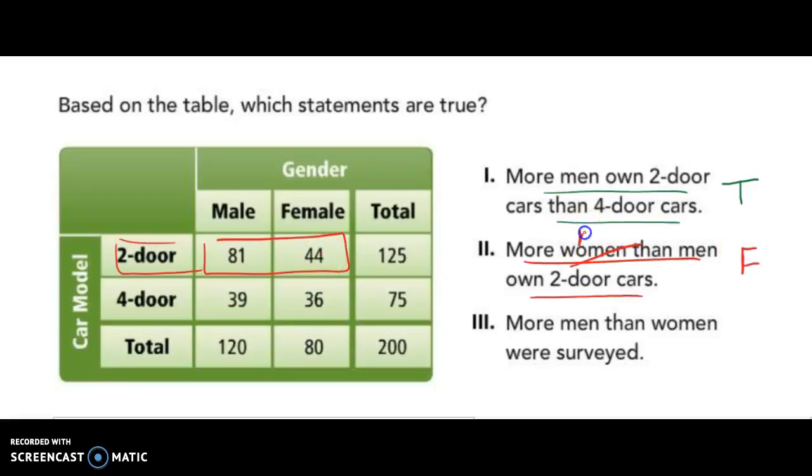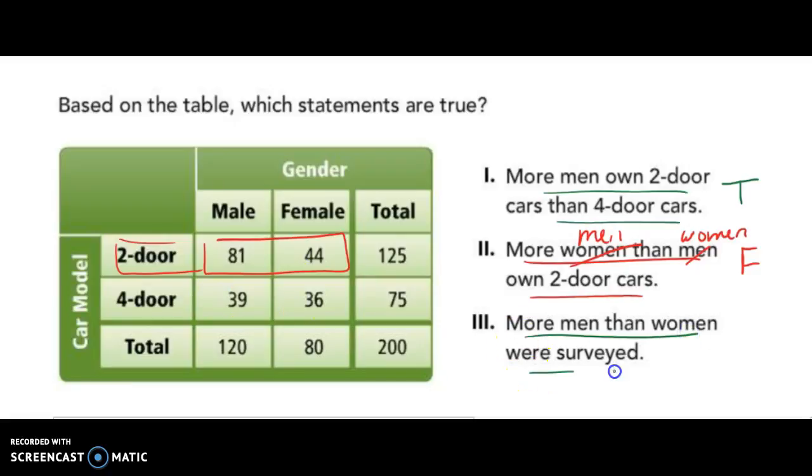And we are going to say more men than women own two-door cars. We could also have made the statement true by saying that more women than men own four-door cars, if that were true down here, but it's not, so we're not going to be able to say that.